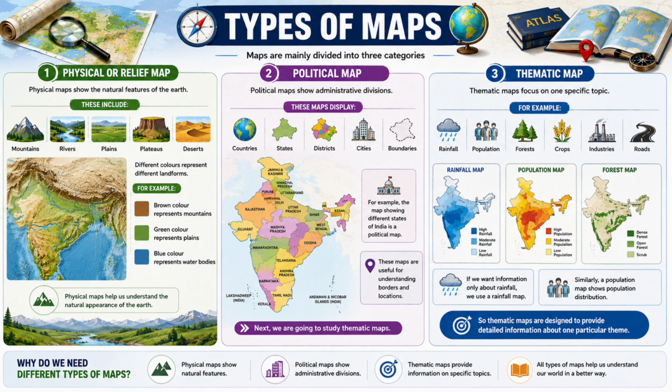Let us explore the different types of maps. Maps are mainly divided into three categories, such as physical or relief map, political map, thematic map. Let us understand them one by one.